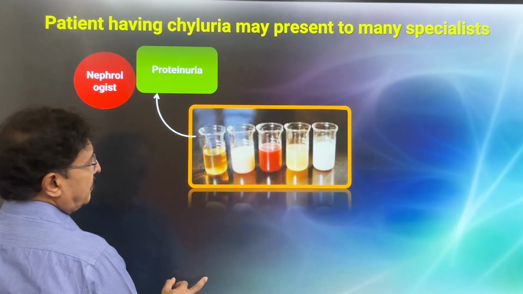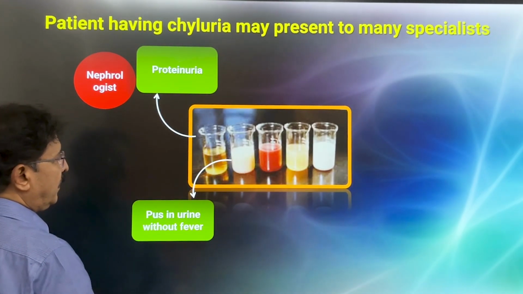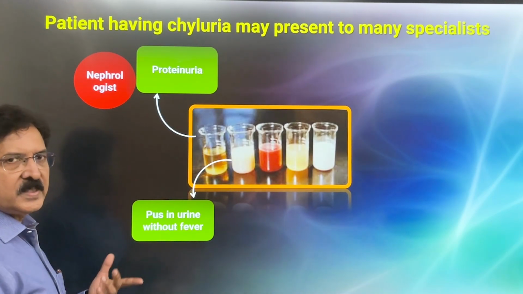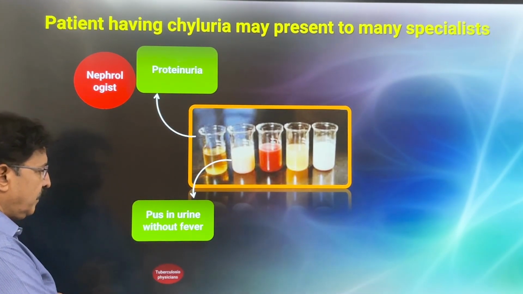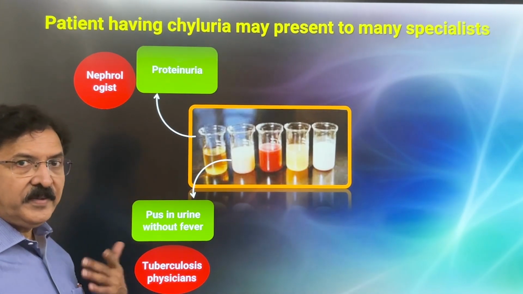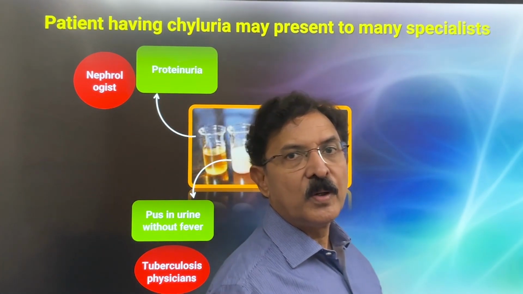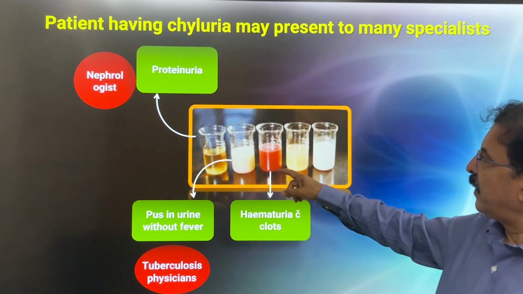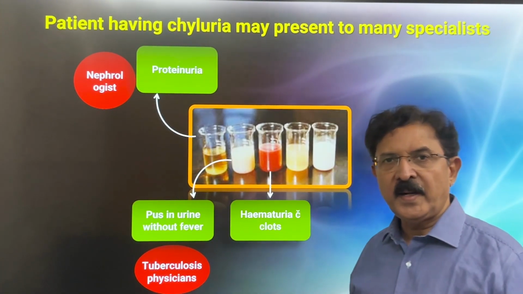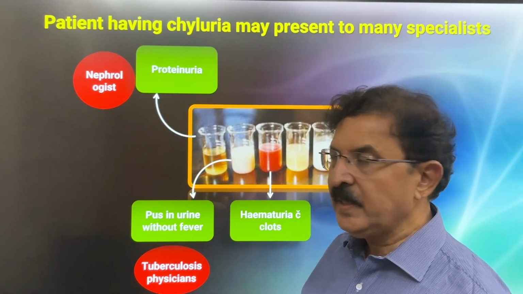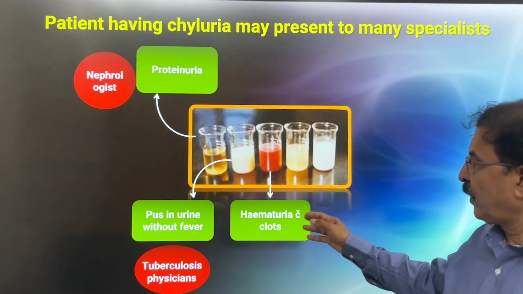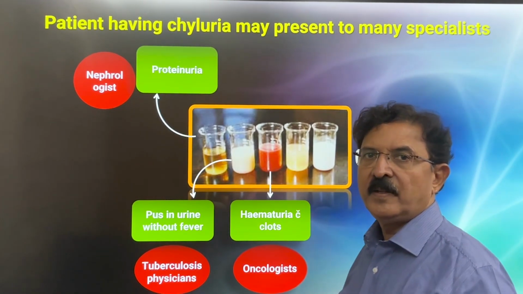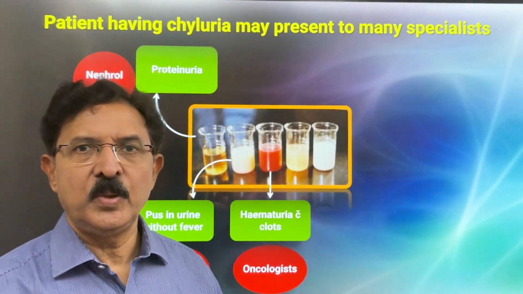When patients pass a whitish urine, it is often seen as pus in urine without fever, sterile pyuria or something like that. And then often I have seen them being diagnosed as tuberculosis by tuberculosis physicians. When they have a red urine, which is dominantly blood, they are labeled as having hematuria with clots, and then the patient goes to an oncologist with the fear of a diagnosis of cancer in the urinary bladder.